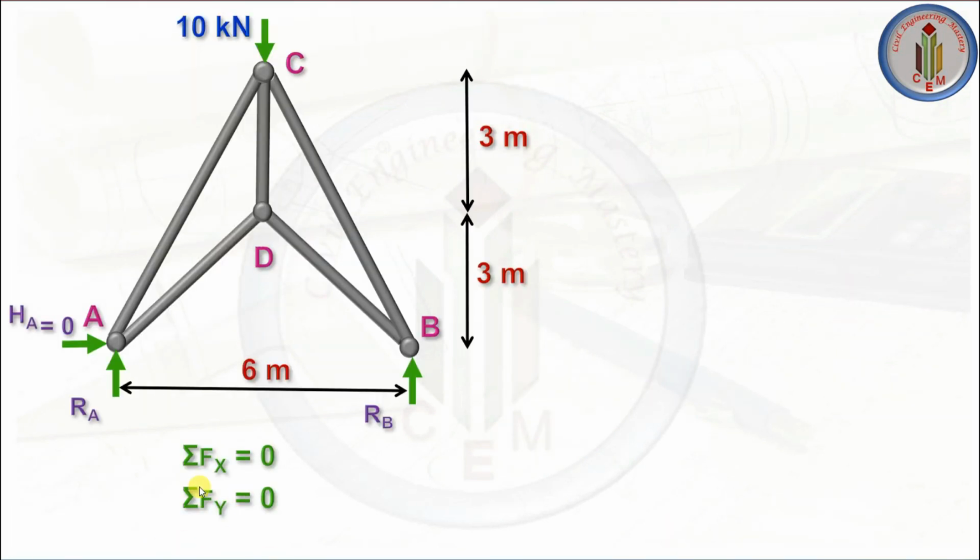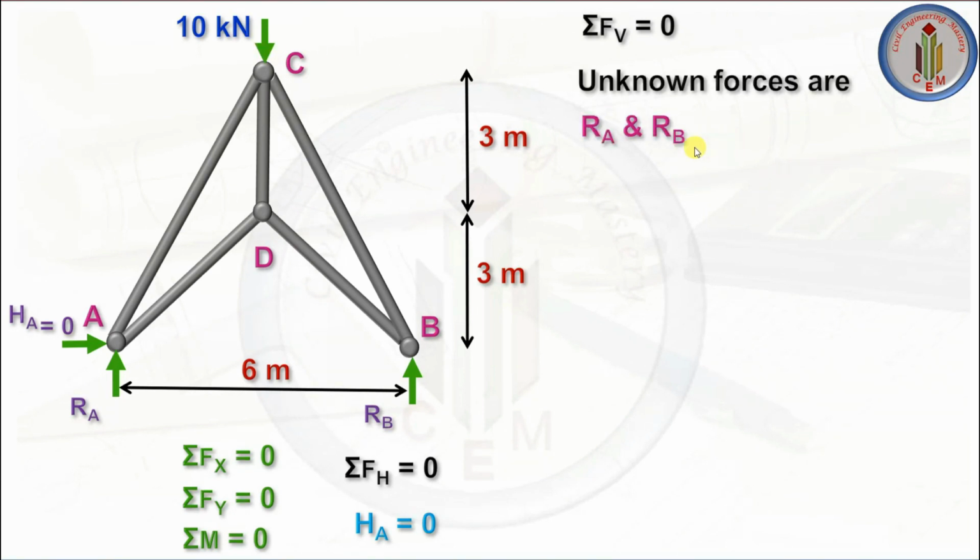Let's find out the support reactions. The equilibrium equations are summation of Fx equal to 0, summation of Fy equal to 0, and summation of moment equal to 0. Here the summation of horizontal forces is equal to 0, so HA is 0. Next, summation of vertical forces. We have one vertical external load, and the unknown forces are RA and RB. The two unknown forces are there. RA plus RB is equal to 10 kilonewton, so the total of these two vertical reactions is equal to the total load of 10 kilonewton.